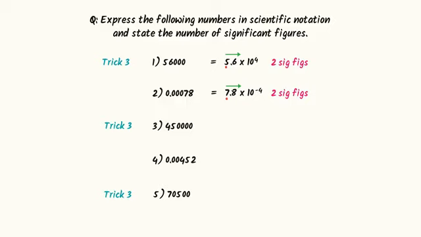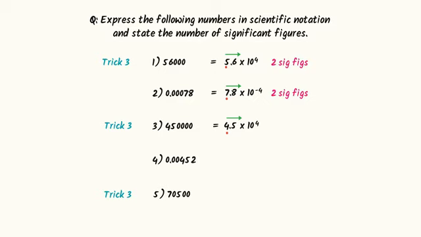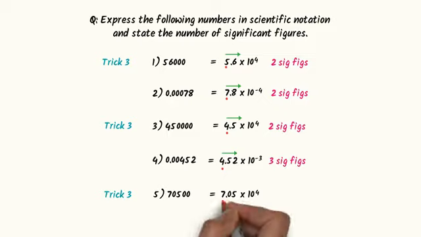The third number is 450000. It is a non-decimal number ending with 0. I write it in scientific notation: 4.5 times 10 raised to the power 5. Now I use the second trick. The first non-zero digit is 4 and count till the end. 4, 5. That is 2 significant figures. Hence note it down, this was the second question.